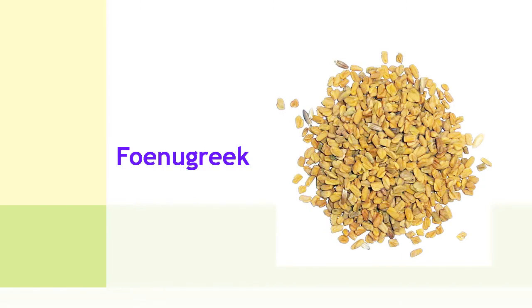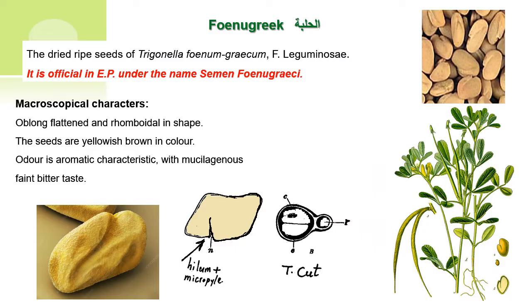Next seed is fenugreek, al-helba. Fenugreek is obtained from the dried seeds of Trigonella foenum-graecum, family Leguminosae. Fenugreek is official in the Egyptian Pharmacopoeia under the name Semen foenugraeci.